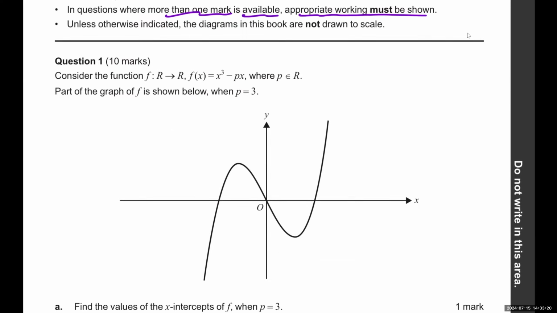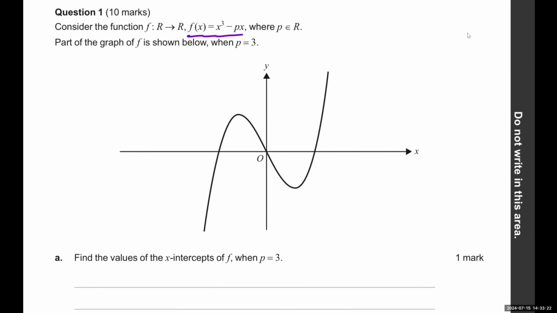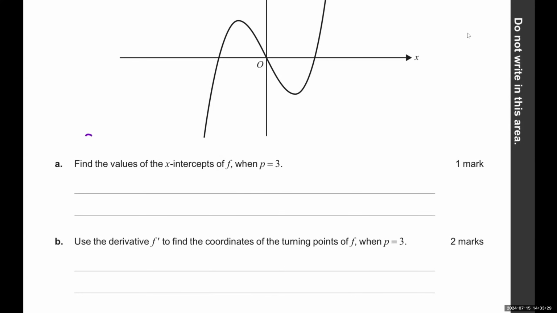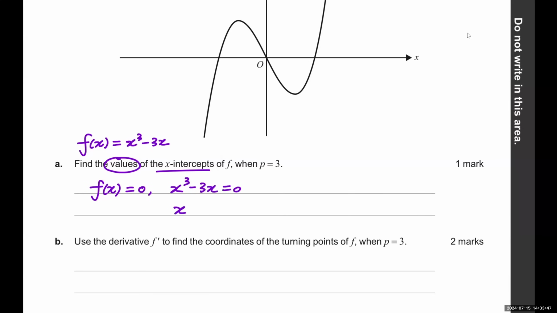So the first question analyzes the cubic function, x cubed minus px. Part of the graph is shown below when p equals 3. So when p equals 3, we use f of x equals x to the power 3 minus 3x. If I want to find the values of the x-intercept, it's f of x equals 0. So x to the power 3 minus 3x equals 0, and you should get x equals 0 and x equals plus or minus root 3, okay?